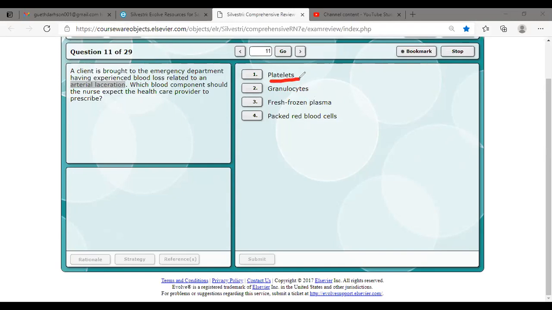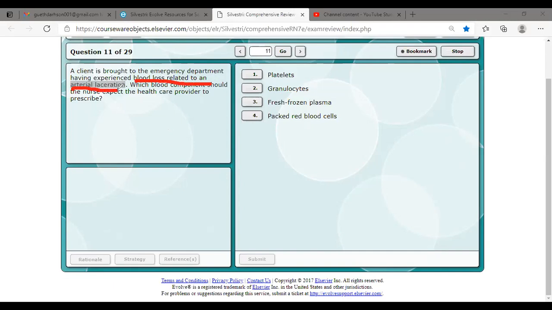Platelets, I choose if the patient has thrombocytopenia, meaning the platelet count is low, or any kind of bleeding tendency or bleeding disorder. But this question is not related to any bleeding tendency or blood disorder. They're talking about blood loss related to arterial laceration.